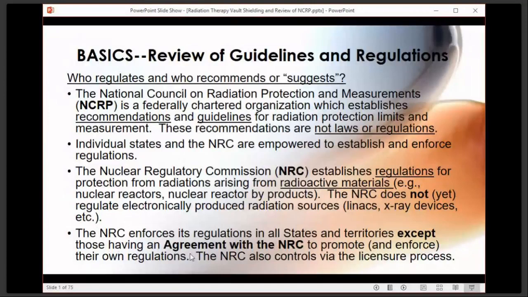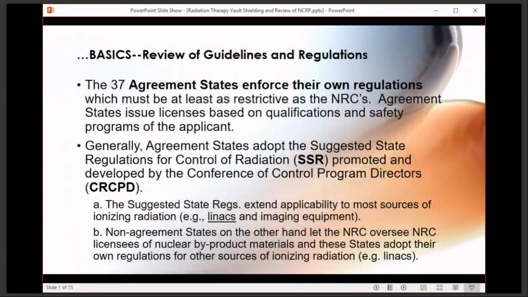The NRC enforces its regulations in all states and territories, except those that have an agreement with the NRC to promote and enforce their own regulations. And the NRC also controls by the licensure process. Either you get it or you get it taken away. The 37 agreement states enforce their own regulations, and their regulations must be at least as restrictive as the NRC's. Agreement states as well issue licenses based on qualifications and safety programs of the applicant.